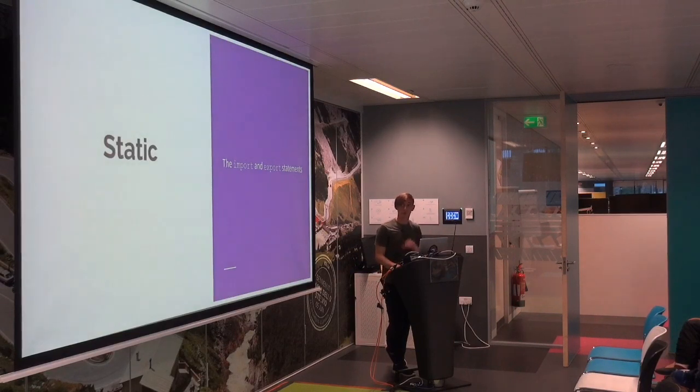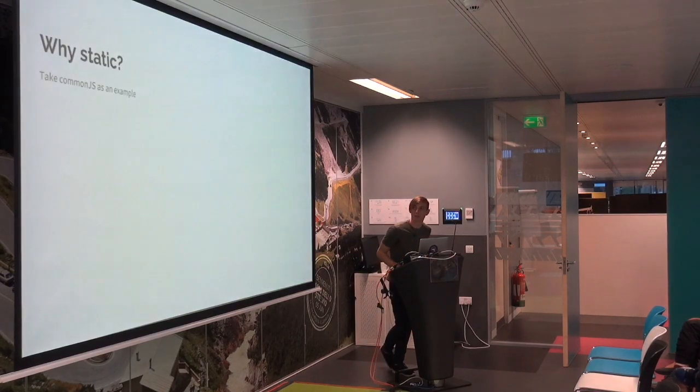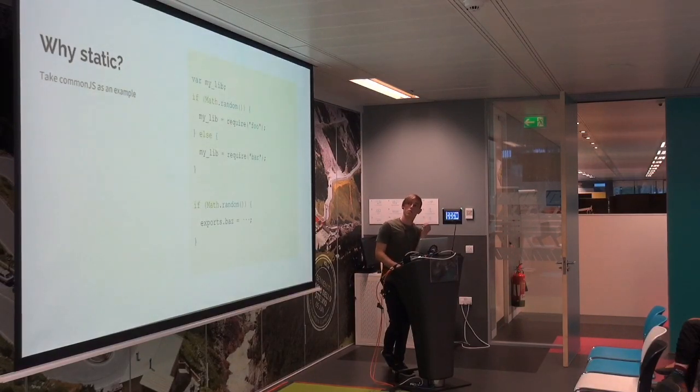So now we're going to quickly touch on static imports and exports. This is the feature which you actually have now in the browsers, and this is where you've probably seen it in Webpack and other things. So why static? Let's take CommonJS as an example. We can do conditional imports and conditional exports. Imagine, especially in the NPM world, when we have modules which have only two lines of code, but you conditionally start importing them. It gets quite complicated.